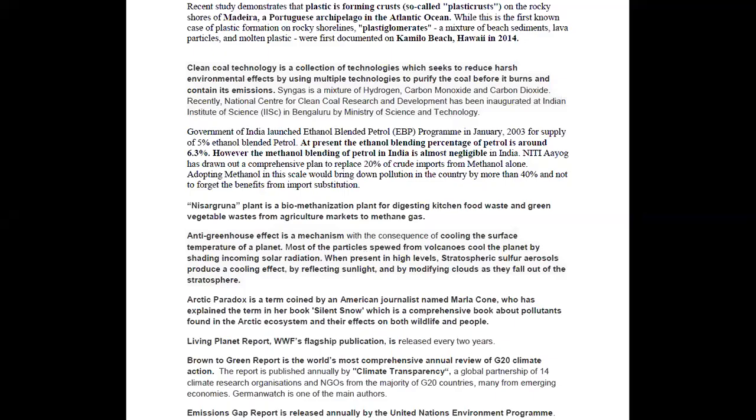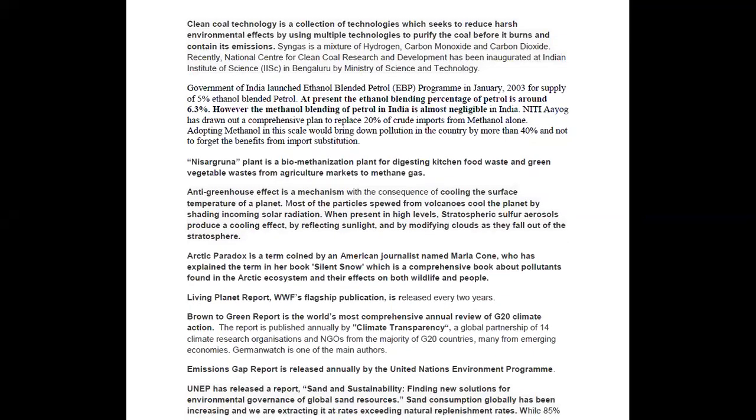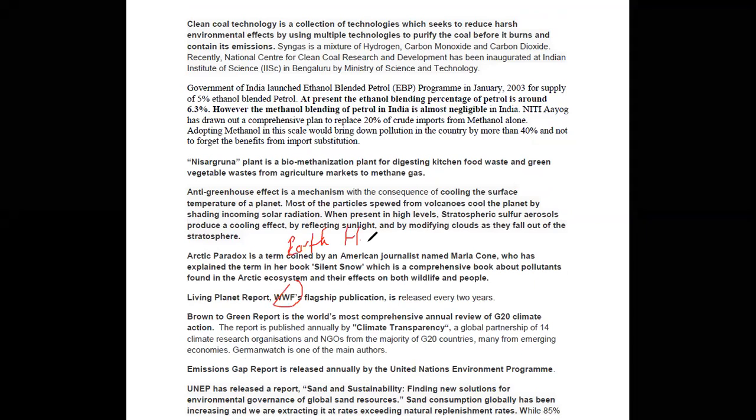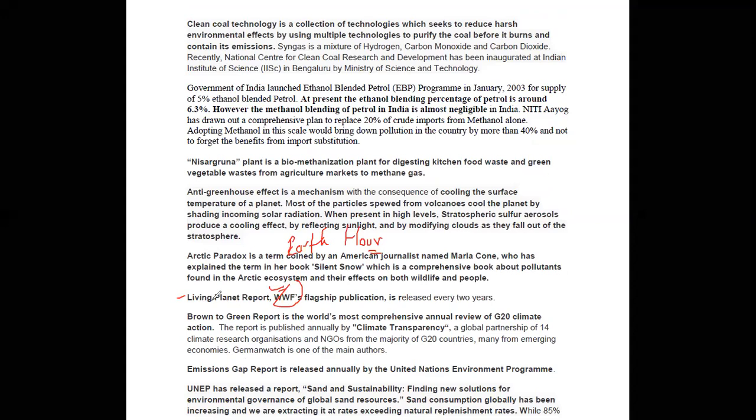Now we'll talk about the Living Planet report, who publishes it. We'll see certain more reports which have been asked earlier. So now let's talk about the Living Planet report. If you have seen my earlier sessions on environment, we have talked about WWF Earth Hour. We have talked about who conducts Earth Hour. So WWF conducts Earth Hour. Now, similarly, who publishes the Living Planet report?